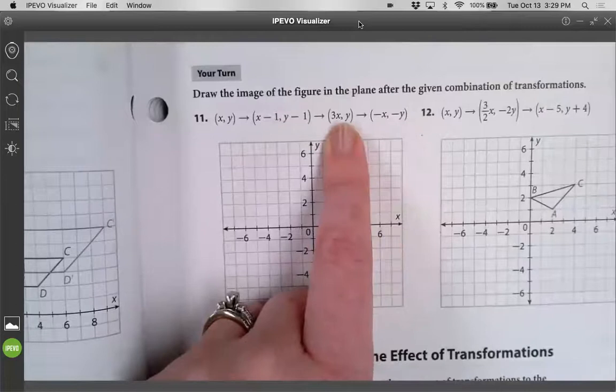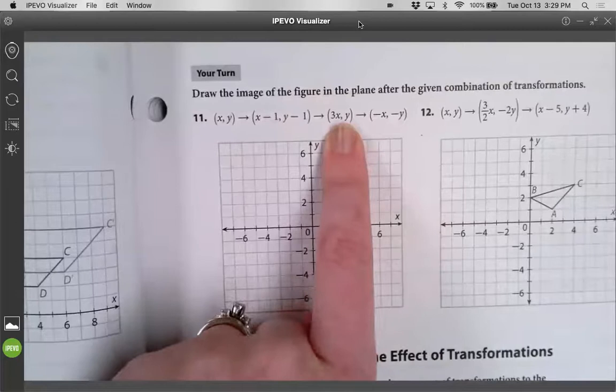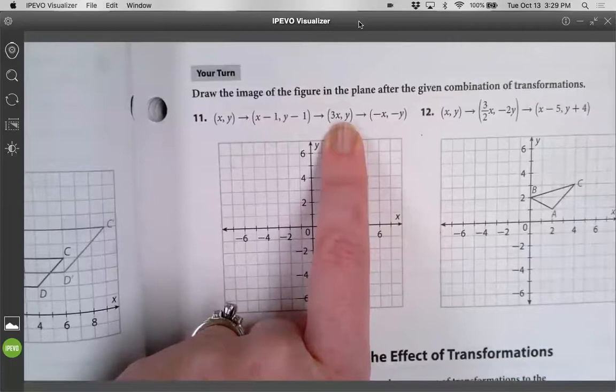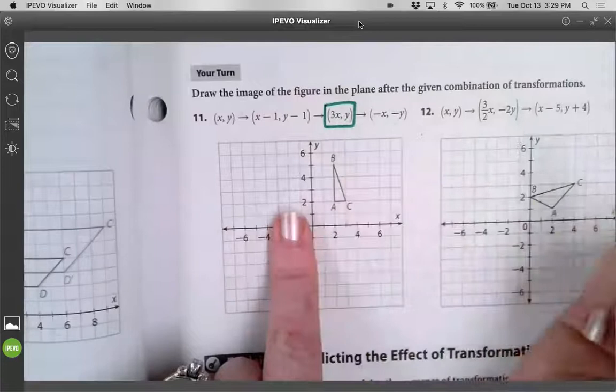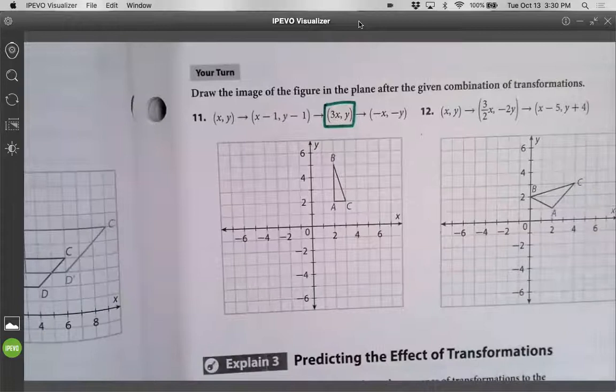So if we don't have a set of transformations that are all isometric, we will not end up with congruent figures, because this one transformation in here produces non-congruent figures, and that is what characterizes our entire set of transformations.